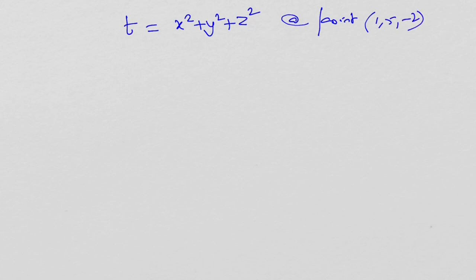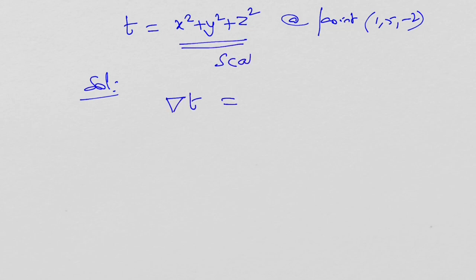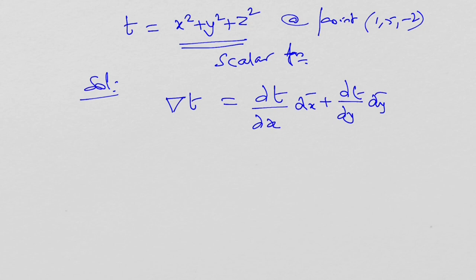Based on these properties, we can solve some problems. Let me find out the gradient of a scalar. The scalar quantity is t equals x square plus y square plus z square at a point. The point is given by 1, 5, minus 2. Solution: how to obtain this gradient? Del t. Did you notice that this is a scalar function? What is the formula? In Cartesian coordinate system, ∂/∂x of t into ax plus ∂/∂y of t into ay plus ∂/∂z of t into az.